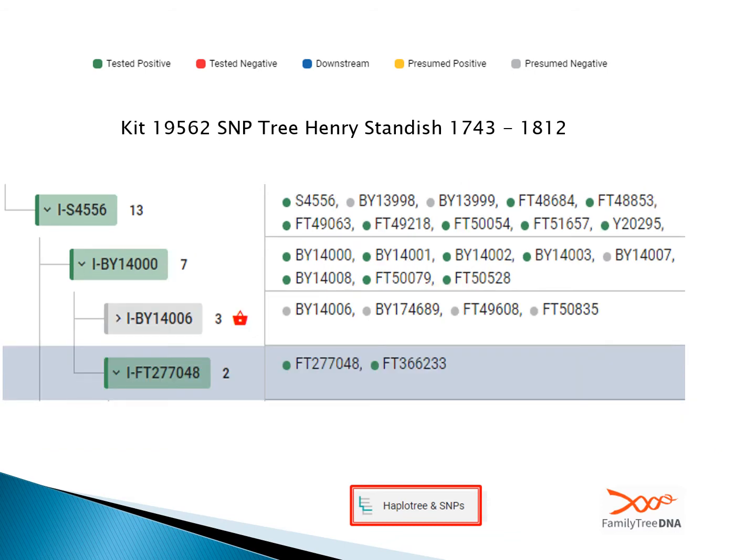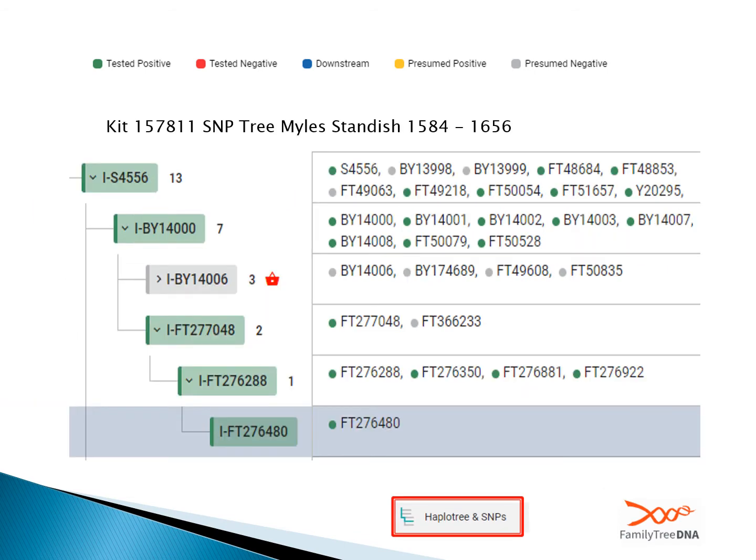Kit 19562, a Henry Standish descendant, is negative for one SNP or haplogroup, BY14006, above his terminal SNP FT277048, and positive for 2 SNPs above BY14066. This is the SNP or haplogroup tree for the last 6 SNPs for kit 157811, another Miles Standish descendant. He has an identical SNP or haplogroup tree as the other Miles Standish male.